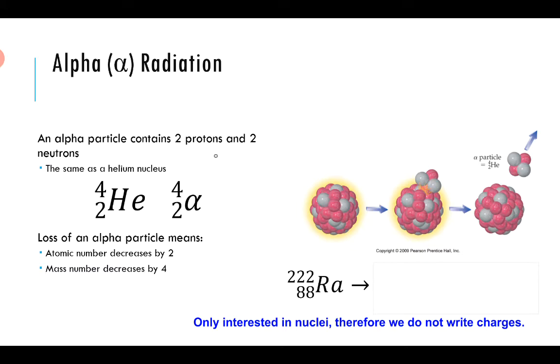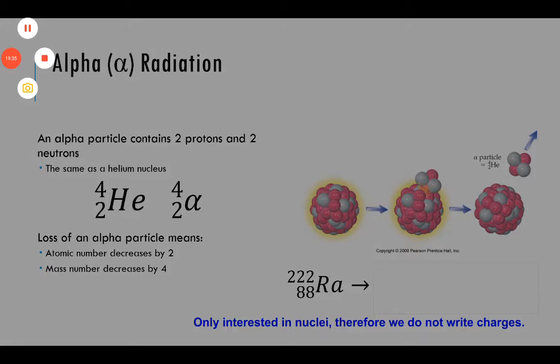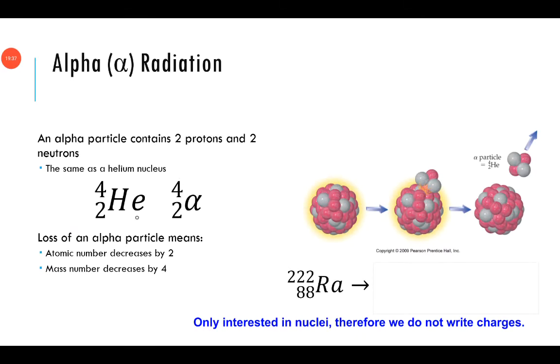All right, so our first mode of radioactive decay is alpha radiation. Alpha radiation emits an alpha particle from the nucleus. So here's an unstable nucleus. You can see it glowing yellow, and then it emits an alpha particle. An alpha particle is a helium nucleus. So helium has an atomic number of 2 and a mass number of 4.